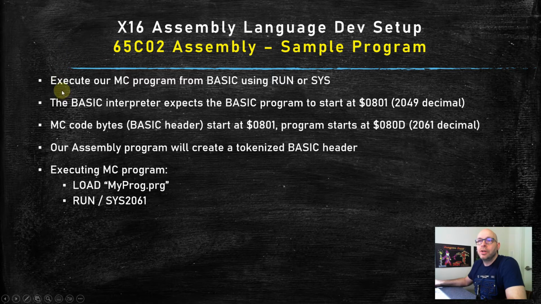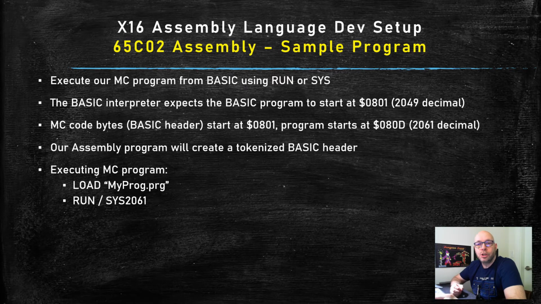So the top one here says execute our machine code program from BASIC using run or sys. And of course we're going to go through these hands-on and do some exercises and play around with these things. But what this first point means is once we assemble our assembly language file into a machine code program, we want to run it on the emulator from BASIC. So when the emulator starts up, it's running in BASIC.